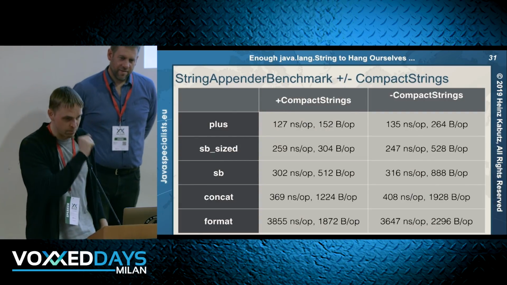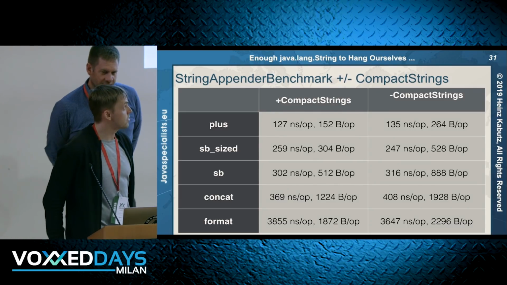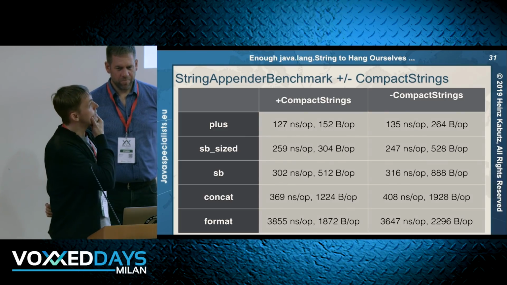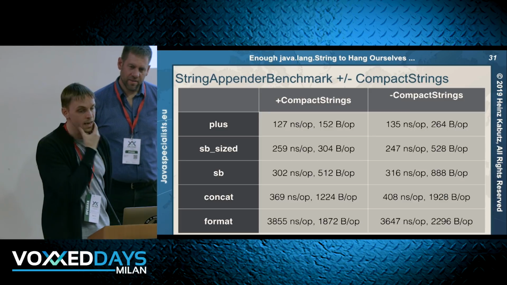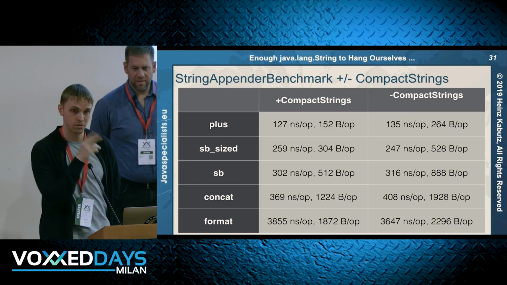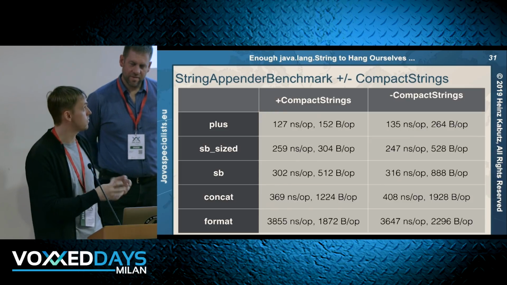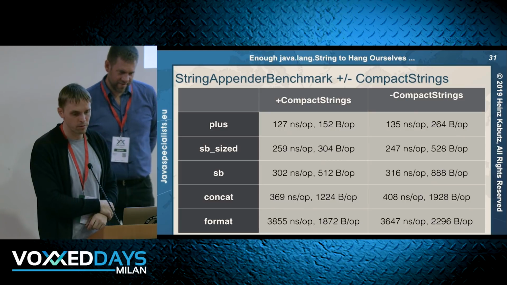So now it's back to our benchmark and just the effect of having and not having compact strings. If you see the plus up there, we see the difference in the bytes allocated if the strings are compact or not compact. It's not exactly 2x, as you would think, because a string object has pointers to the array and hash code and other stuff, so there are other things around it. But more memory is allocated.